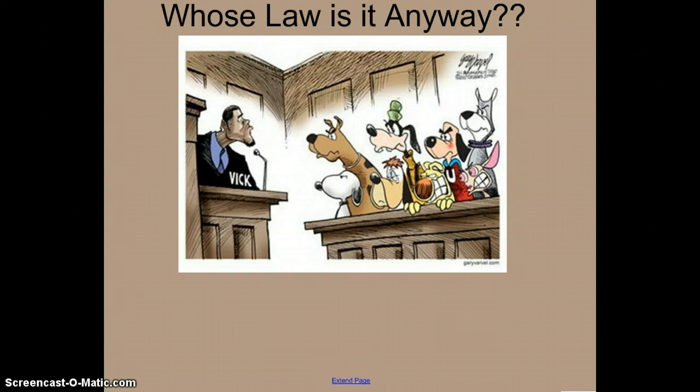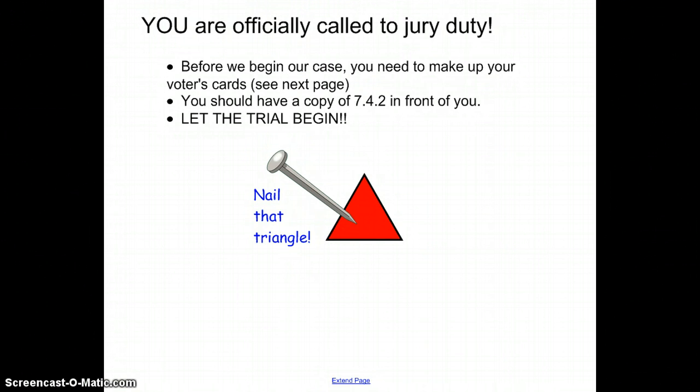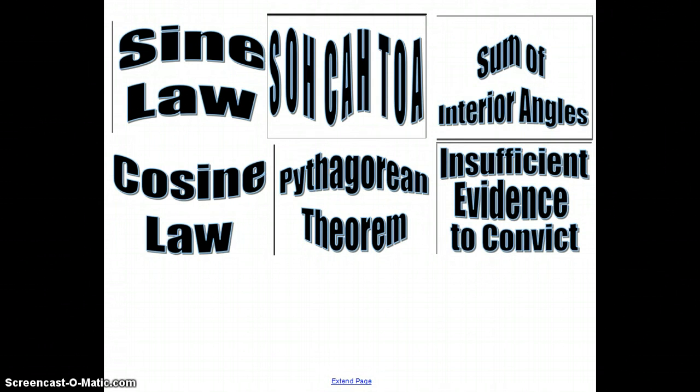Okay. So today you are the jury and the judge, and you're going to determine which triangle is in trouble with the law and which law. So we're going to make up your voter cards, which will be on your Moodle under "Whose Law Is It Anyways". You will also need to print that out, and you'll find the copy of 7.4.2, and then we're going to nail that triangle. So these are your voter card options.